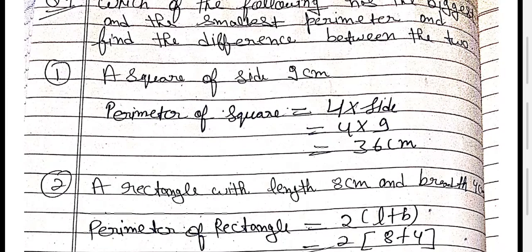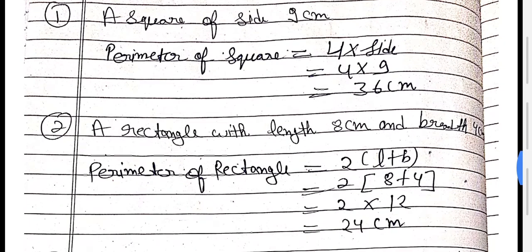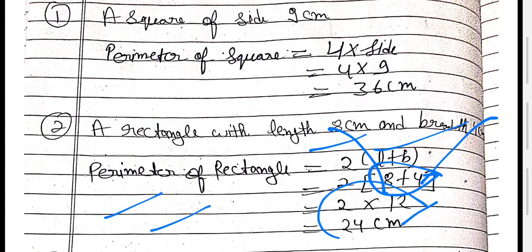So first you find the perimeter of a square, which is 4 into side. The side is 9, it becomes 36 centimeter. So perimeter of square is 36 centimeter. Now write the rectangle. Perimeter of rectangle is 2 into L plus B. Just put the value of length 8, breadth 4. 8 plus 4 is 12, 12 2s are 24. It becomes 24.